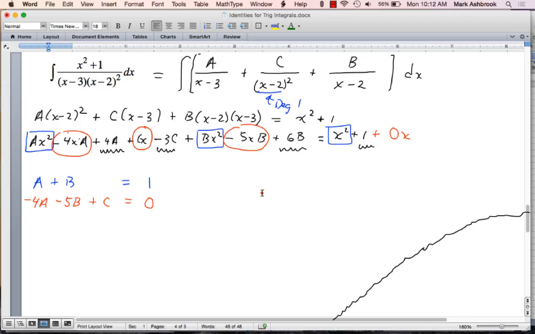Are you following what I'm doing? Does anybody have a question? The last equation is going to be for our constant terms. That's my black squiggles. 4a, any b's? 6b. Any c's? Minus 3c equals the other 1.